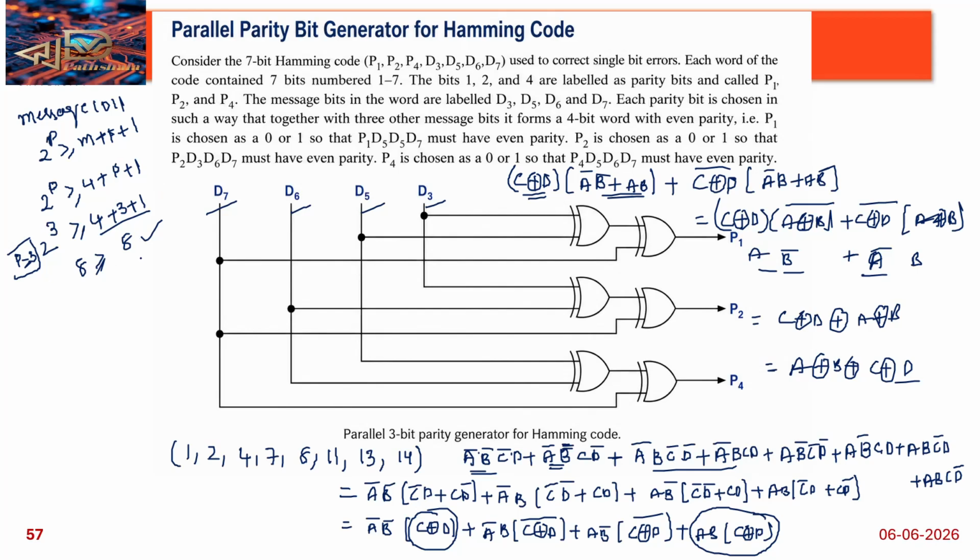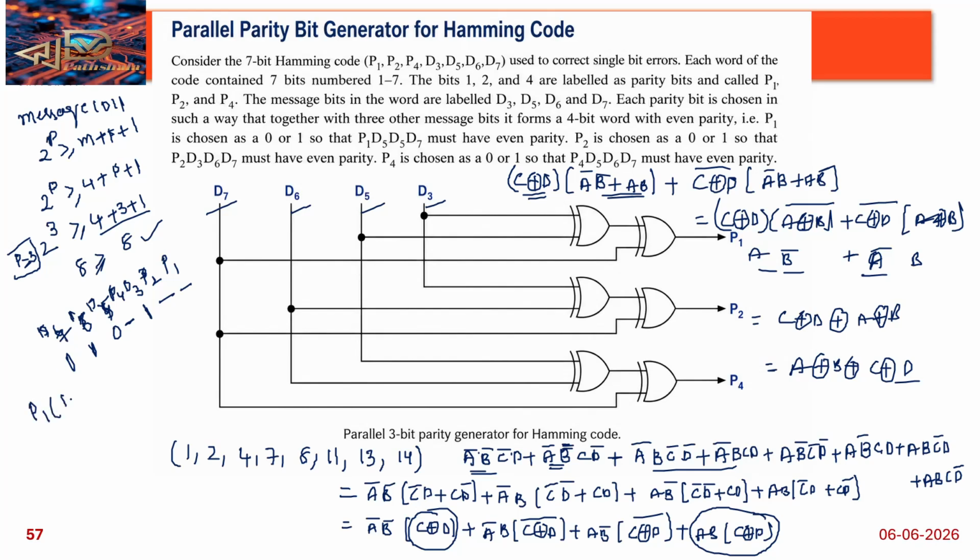Then how many parity bits do I need to add? 3 parity bits, and the places are P1, P2 and P4. That is the reason D3, D5, D6 and D7 data are there. So P1 I don't know the value, P2 I don't know the value, D3 I know is 1, P4 also I don't know, and D5 is 0, D6 is 1, D7 is 1. Based on this, we need to calculate the parity bits.